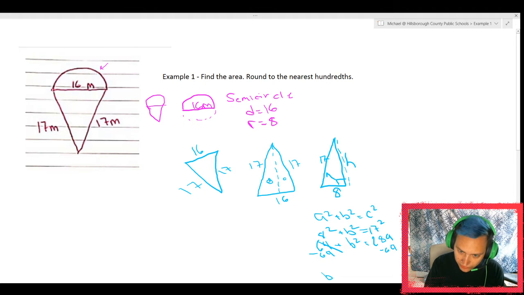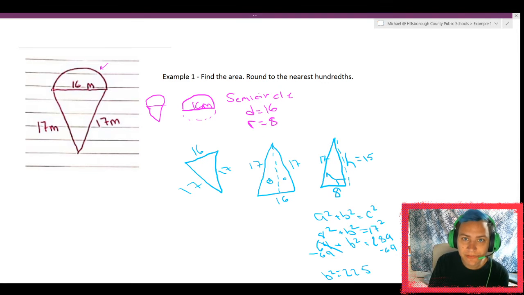Okay, we'll come all the way over here. b squared equals 225. And then I could square root that, and if I did, I would find out that this height is 15. So I know that this part here is 15. Okay, so now I actually have the information I need to solve this.